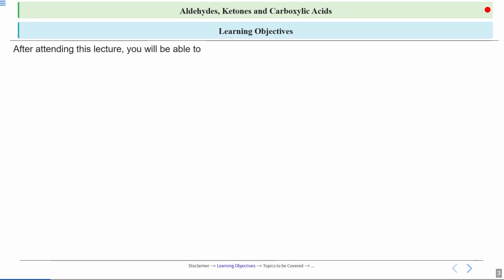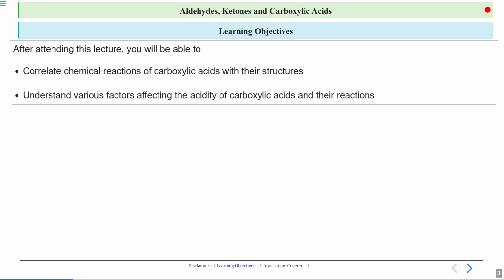So what is the objective of today's lecture? After attending this lecture, you will be able to correlate the chemical reactions of carboxylic acids with their structures, and you will be able to understand various factors affecting the acidity of carboxylic acids and their reactions.